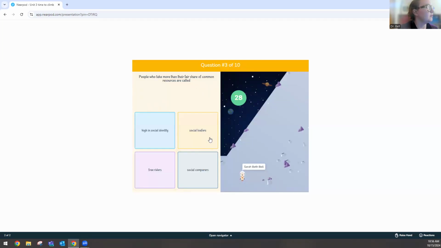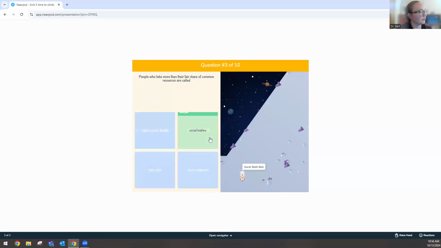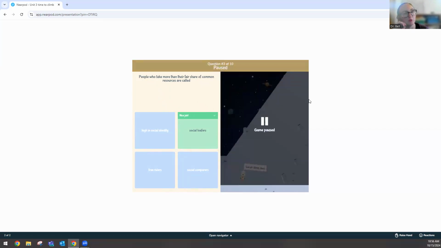Okay. People who take more than their fair share of resources are called high in social identity, social loafers, free riders, or social comparers. That would be social loafers. So, yes, free rider is a similar concept, but it is a little bit more related very specifically to finances. And that's not something we really covered the distinction on in class, but when you're talking about somebody taking more than their fair share of resources, those are social loafers. Kind of like they're loafing around.